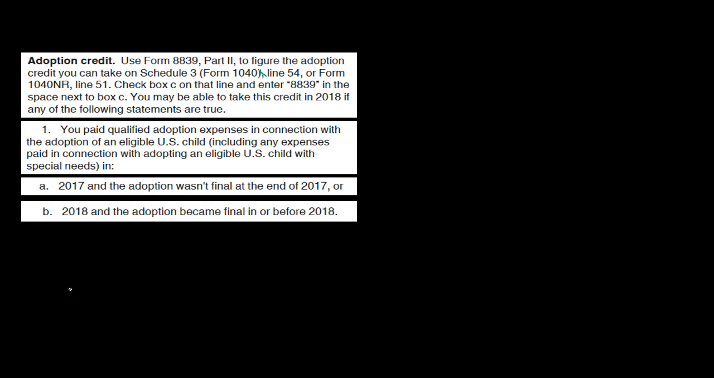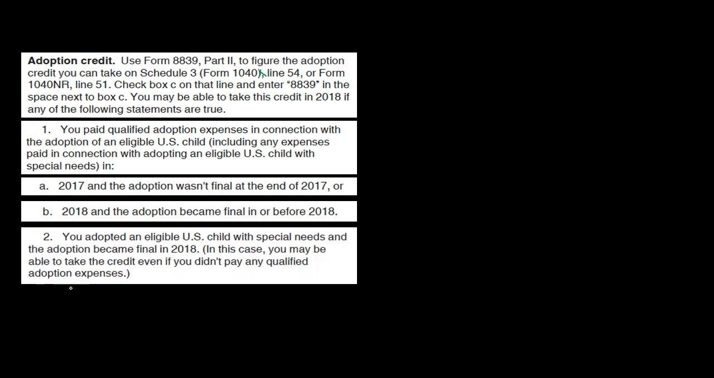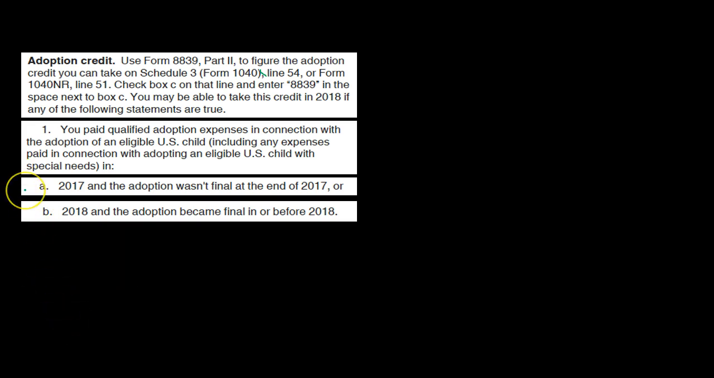Back to the text. You may be able to take this credit in 2018 if any of the following statements are true. 1. You paid qualified adoption expenses in connection with the adoption of an eligible U.S. child, including any expenses paid in connection with adopting an eligible U.S. child with special needs in A. 2017 and the adoption wasn't final until the end of 2017, or 2018 and the adoption became final in or before 2018. So note that we have 2017, but the adoption didn't become final until the end of 2017, which means if that's the case, then you may not have been able to take the adoption in 2017, and therefore may be able to take it in 2018.